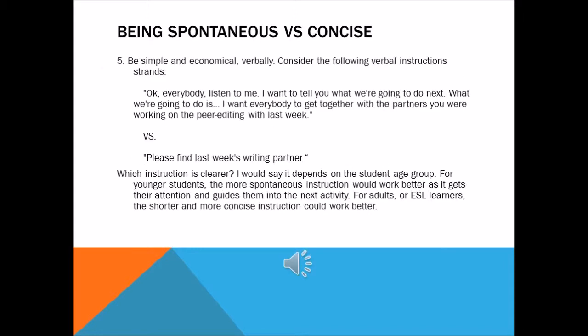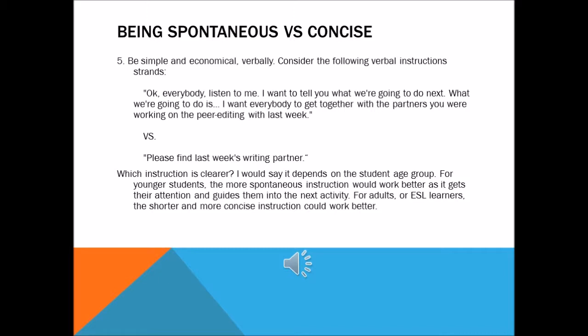So here you see two different examples of instruction. One is spontaneous, as you see in the first one, and the other is concise, right to the point. And the question is, which one is better, or which one is more clear? I would say it really depends on the student age group.